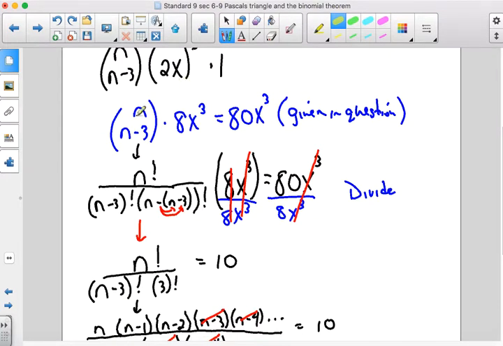Looking at this, I can expand this using the formula. n choose n minus 3 is going to be n factorial over n minus 3 factorial times n minus n plus 3 factorial. And this is distributed again, so n minus n goes away. Minus negative 3 became positive 3, and that's where that came from. On the right side here, I'm basically just simplifying. I divide both sides by 8x to the third. Everything goes away here. x to the third goes away here. 80 divided by 8 is where the 10 comes from.